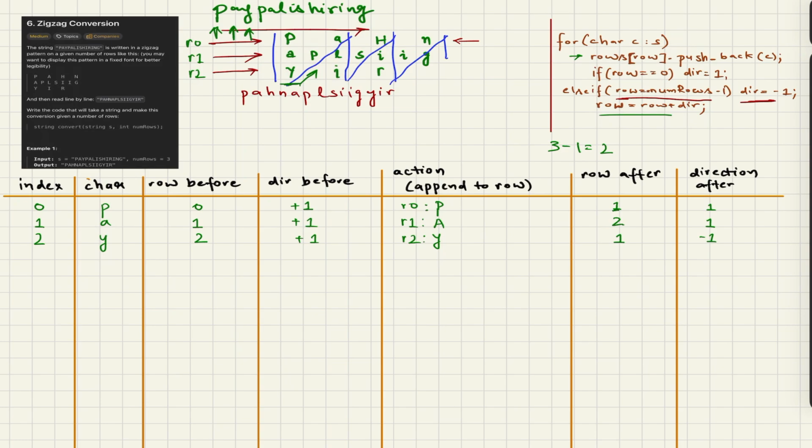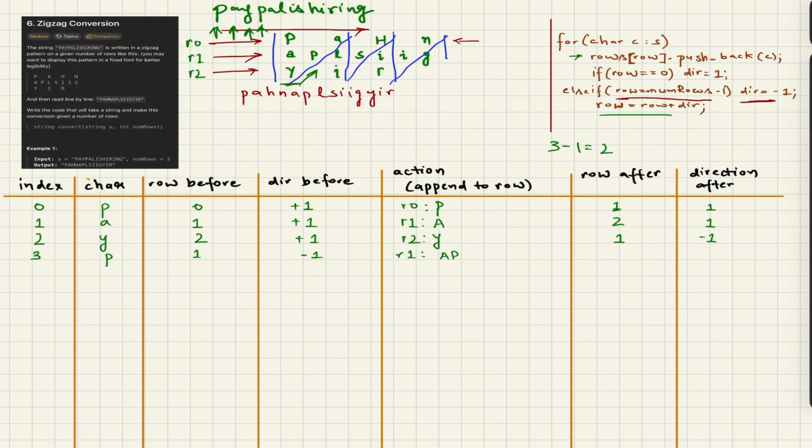So now I am at index 3. The character I have in hand is P. The row from the previous operation is 1, and the direction from the previous operation is -1. Now in R1, obviously I'll push this element. My R1 had A, and now I will append the P which I currently have in hand.